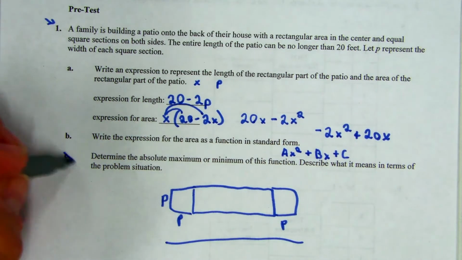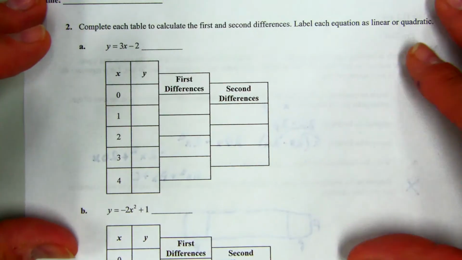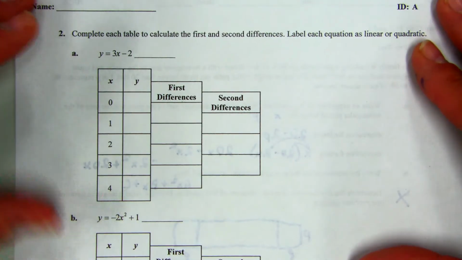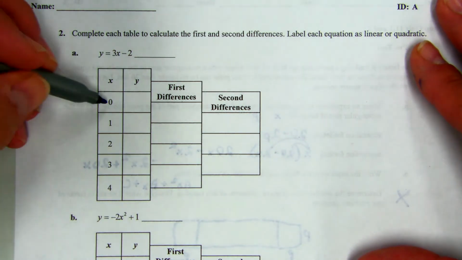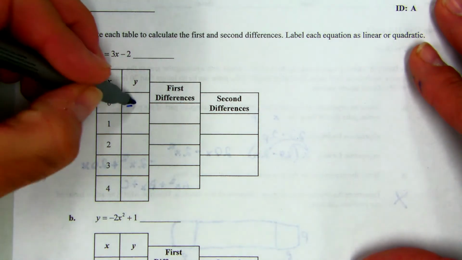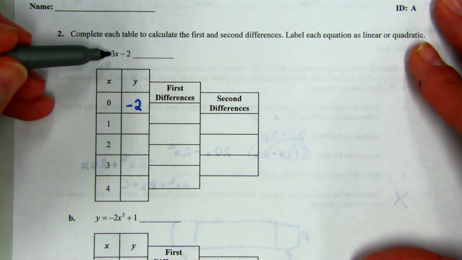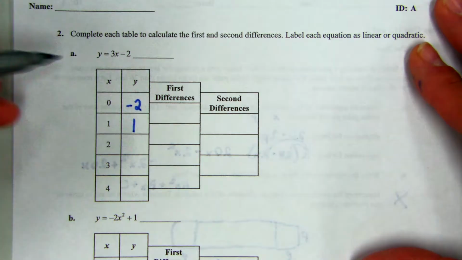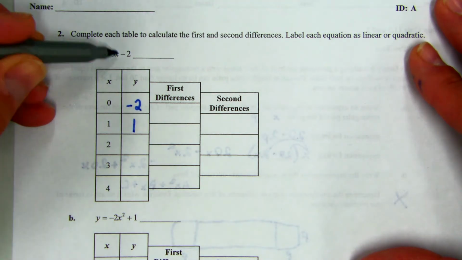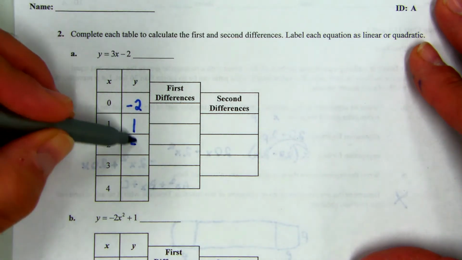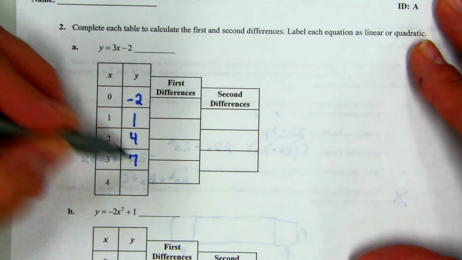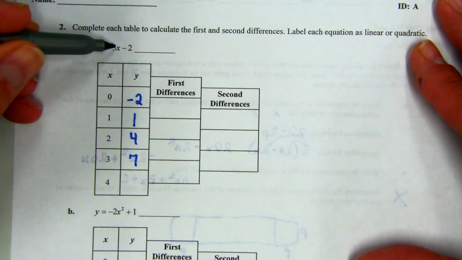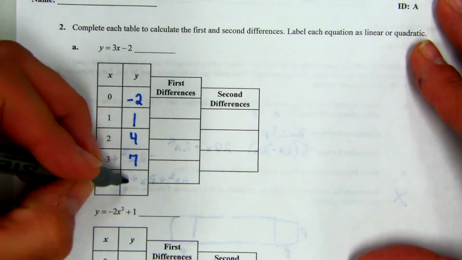You were not supposed to do question C. We flip it over, and we had our first differences and our tables. In order for you to calculate all the y's in the table, you just had to plug the x into the problem and get an answer. So the first one was 3 times 0, which is 0, minus 2 is negative 2. The second one is 1 times 3, which is 3, minus 2 is 1. The next one is 2. 2 times 3, 6, minus 2 is 4. The next one is 3. 3 times 3 is 9, minus 2 is 7. The last one is 4. 4 times 3 is 12, minus 2 is 10.